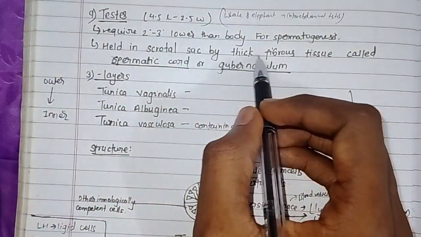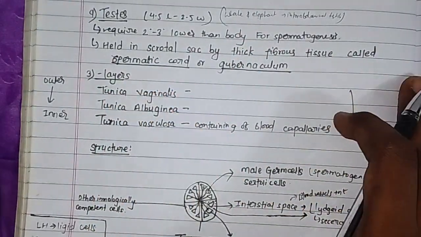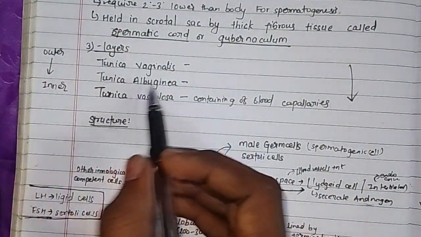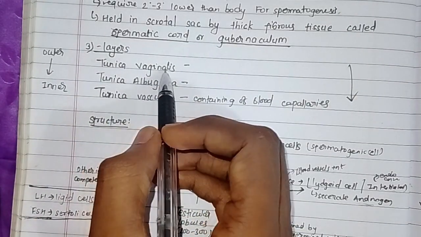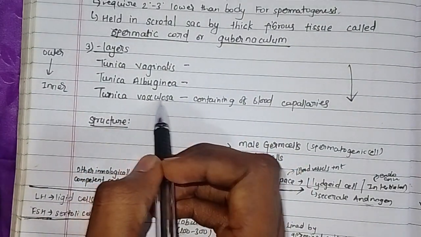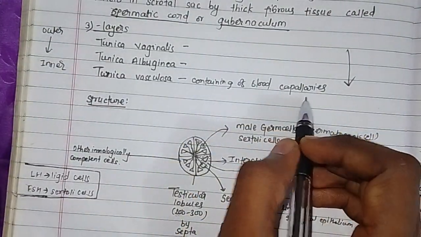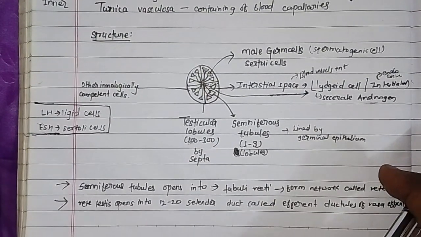It is held in a scrotal sac by a thick fibrous tissue called the spermatic cord or gubernaculum. This can be important, so I just underlined it. It is present in 3 layers: tunica vaginalis, tunica albuginea, tunica vasculosa. The outer layer is tunica vaginalis, and the inner layer is tunica vasculosa. Tunica vasculosa contains blood capillaries. I've listed them from outer to inner so you guys understand easily.